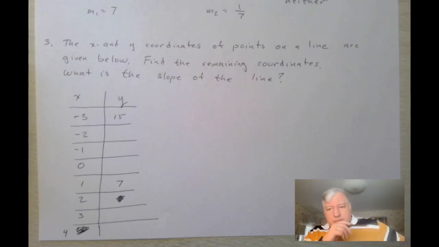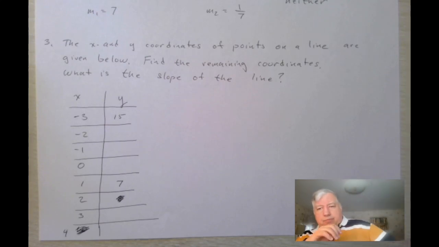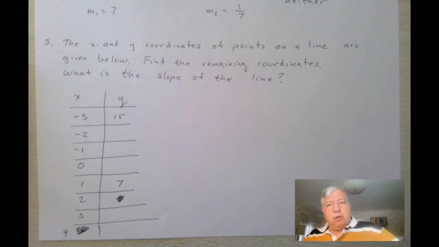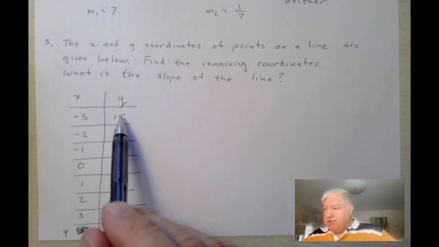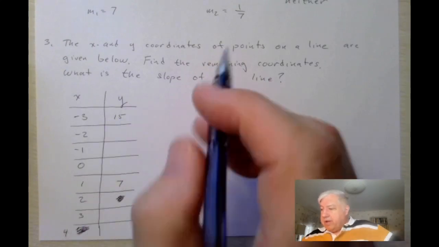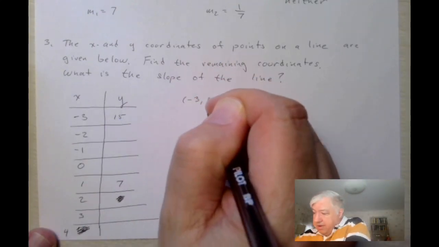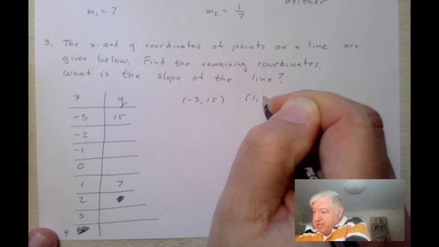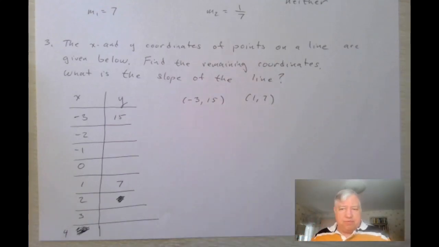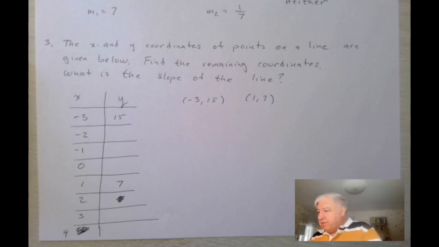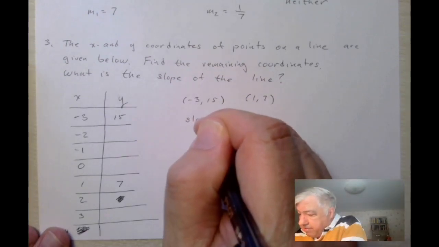So the way we do this is, let's first try to find the slope of the line, and we are still given 2 points here. Okay, we're given negative 3, 15, and 1, 7. So that's enough to find out what the slope is. So let's first find out what the slope is, and we'll go from there.